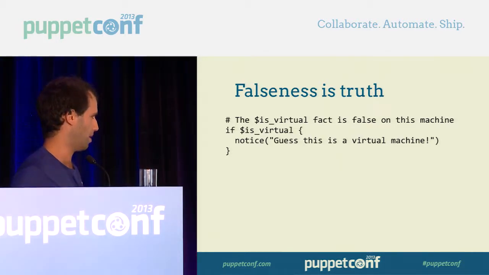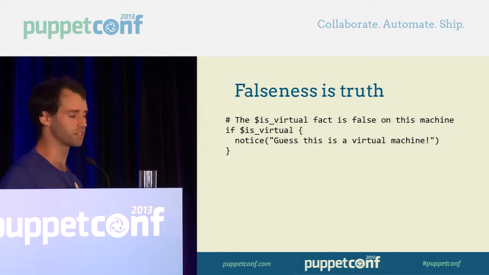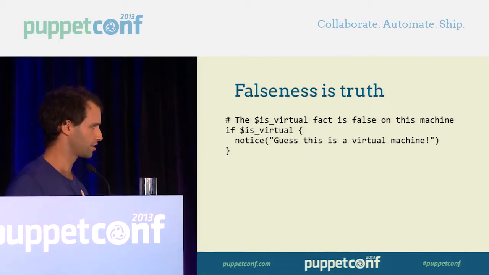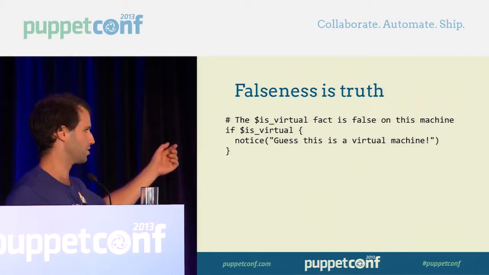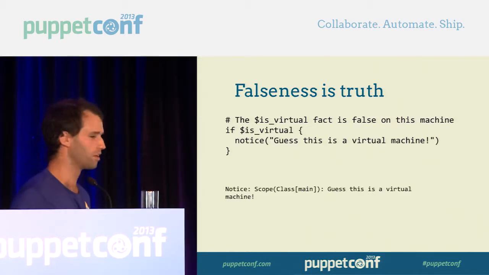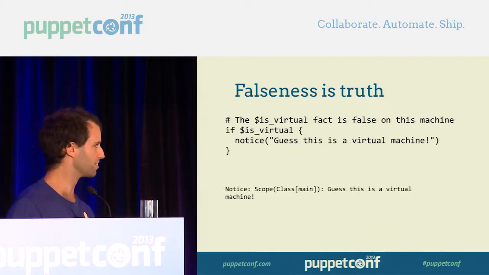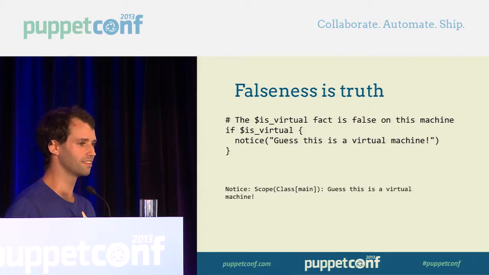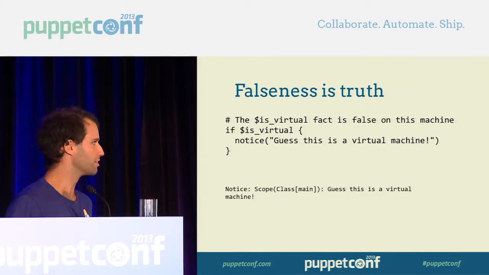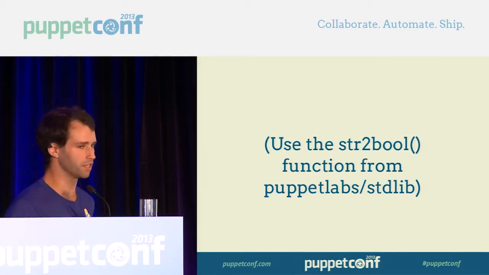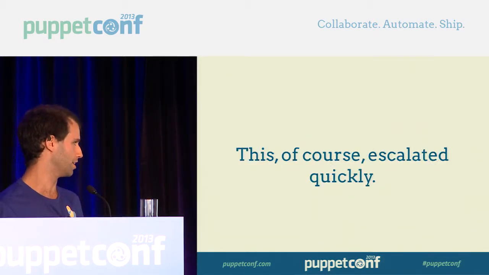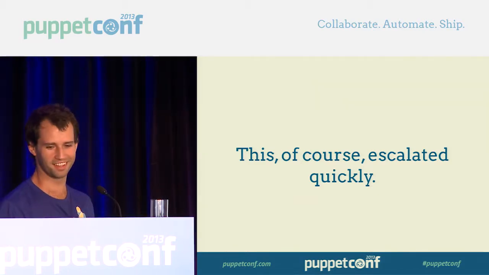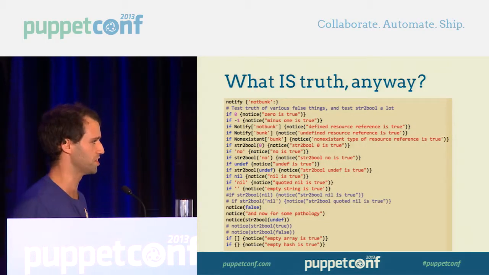Falseness is truth. This was actually one of the first things I ran into when I was collecting WAT: the facts are all strings, and the string false is actually true. We learned not to have false and true be facts because they end up as strings. There's a string to bool function in stdlib that you can use to protect yourself that way. And as soon as I started doing that, it kind of escalated, and I started questioning the very meaning of truth.